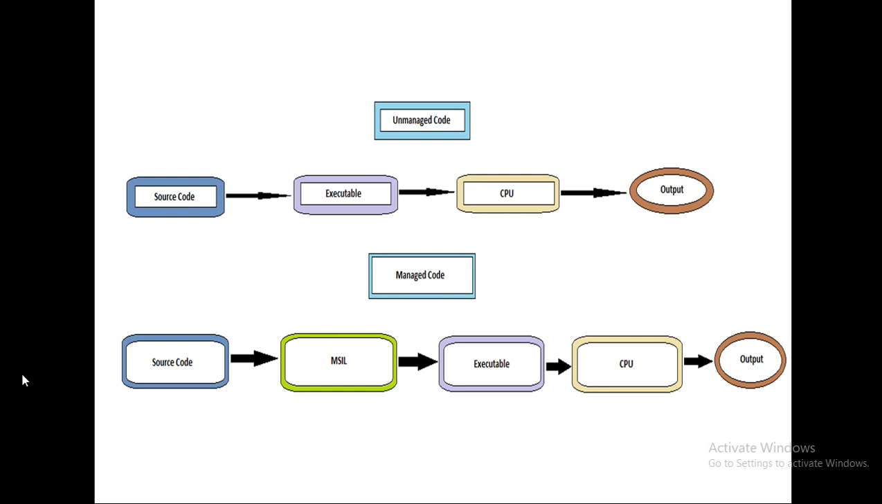So source code, then MSIL, then again executable, then CPU, then output. Okay, so everything is fine. Everything in the diagram is kind of similar. Only the add-on part in the managed code is that MSIL.